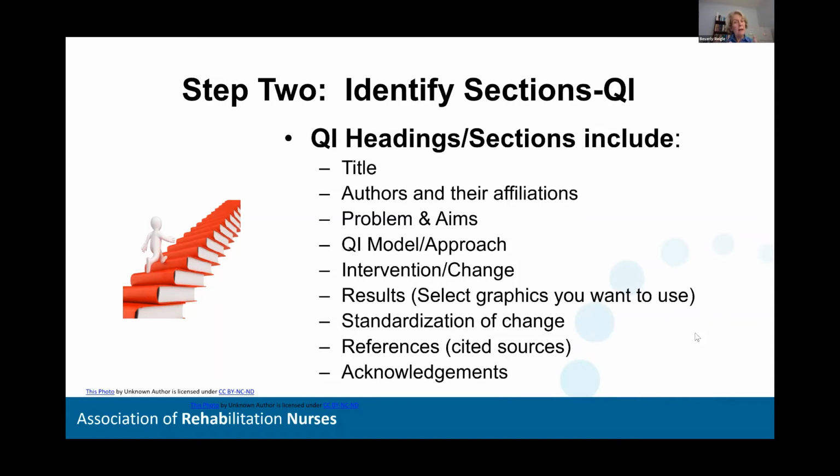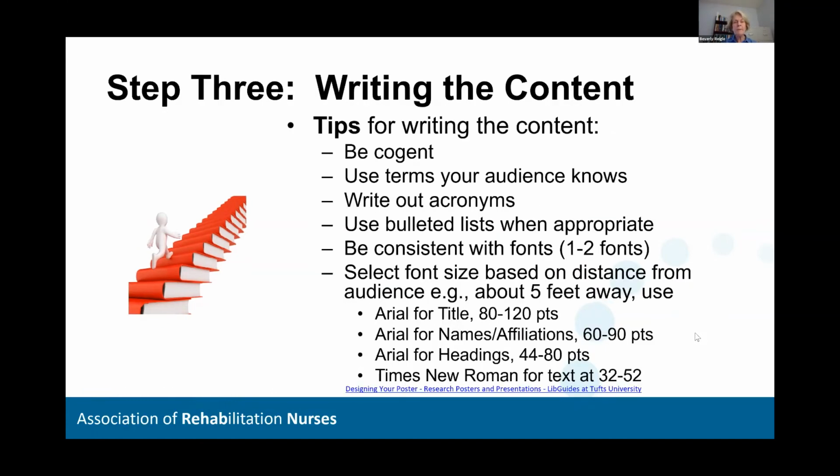So this is the kind of thing that you're going to have for a QI poster. And then again, same thing with references, just the cited sources, and your acknowledgments are similar. Funding or team, those are the major areas. You could put in disclosures, of course, add that as a piece if that's required by the particular conference or convention. So step 3, now we've got our headings.